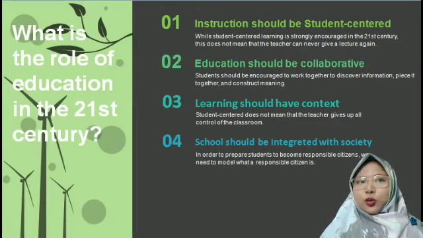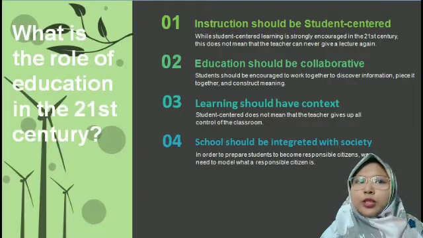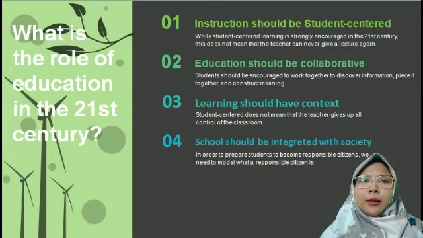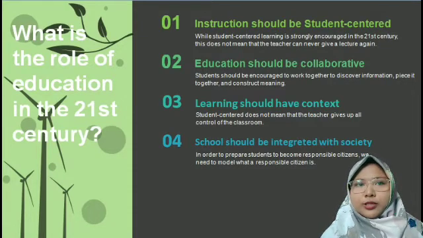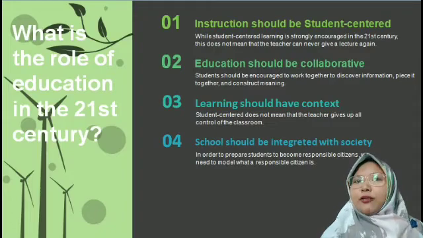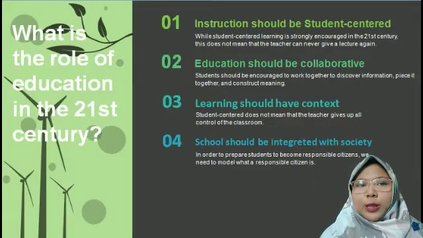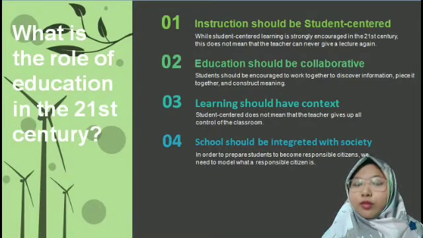Okay, the last is school should be integrated with society. In order to prepare students to become responsible citizens, we need to model what a responsible citizen is. Schools will often work at accomplishing this by creating events for the school community, by encouraging students to join committees or take part in school projects and occasionally helping the community around them. And with the power of technology and internet, students of today can do even more globally. So our community is no longer just the area of space located around the school.